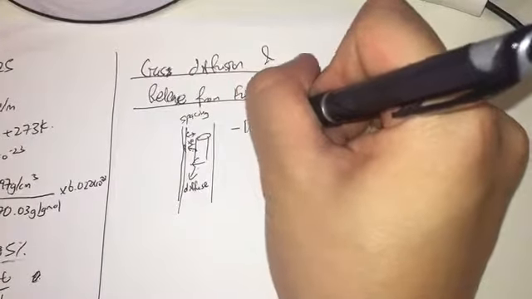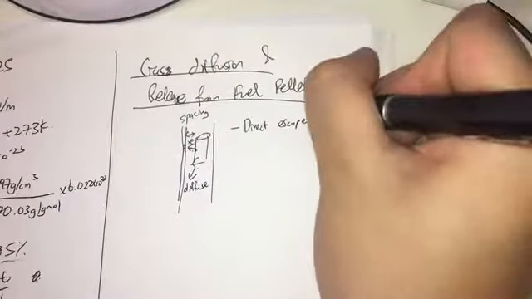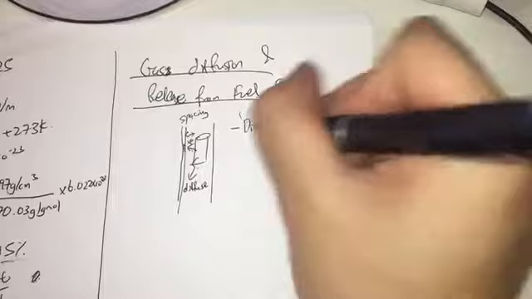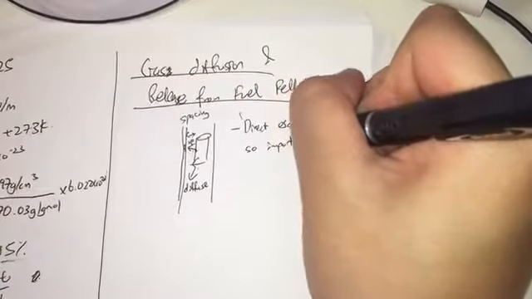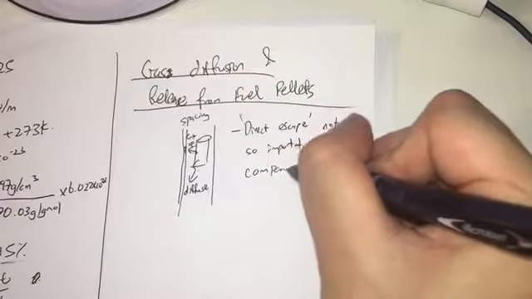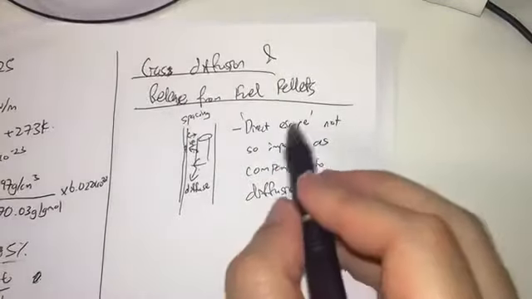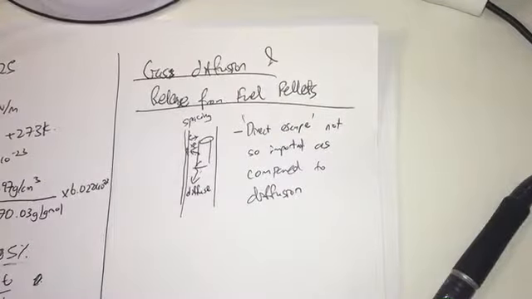I'll just call it the direct escape. There's a proper name for that. Direct escape, not so important as compared to diffusion. So direct escape is not as important compared to diffusion. So in this video, we want to discuss more about the diffusion part.